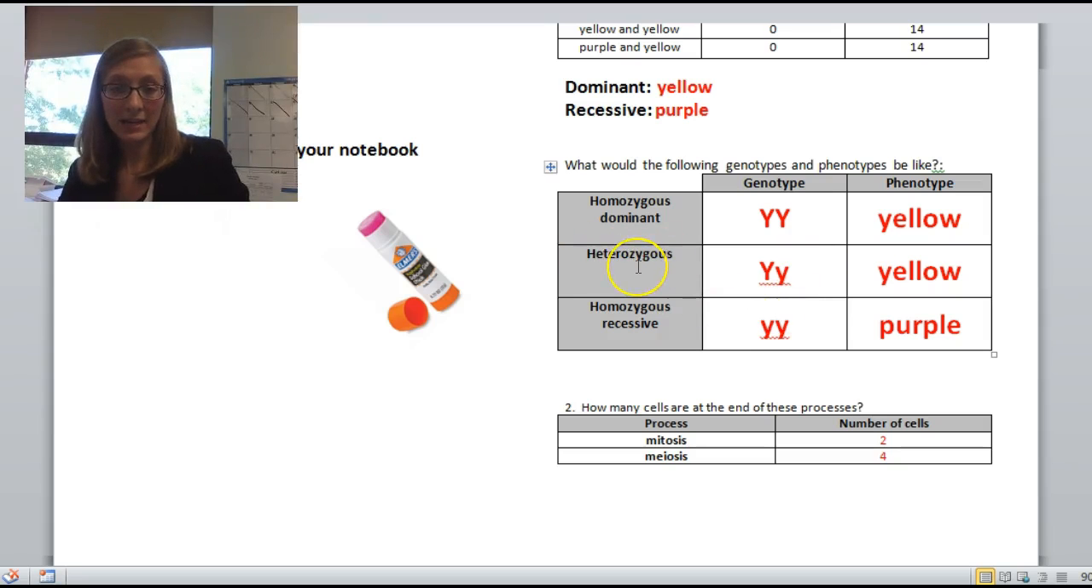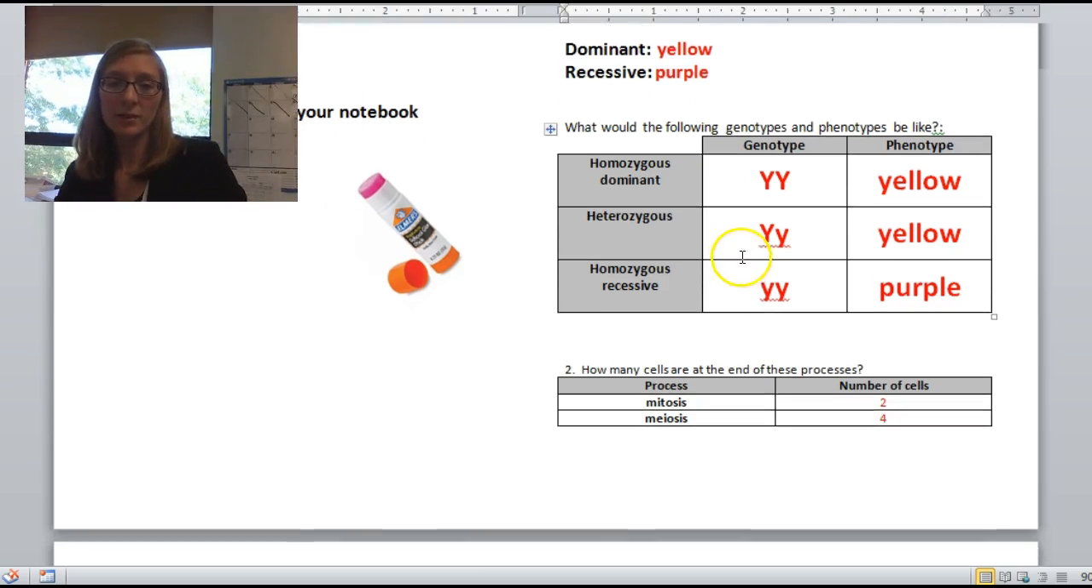Now we get to heterozygous, and heterozygous is when you have both a dominant and a recessive allele. So you have both of them. In this case, we've got our capital Y and our lowercase y, and its phenotype, which is what it looks like, is going to be yellow again, because remember, dominant is going to show up, masking that recessive allele, so we're only going to see the dominant one. All right, homozygous recessive, that's going to be the two lowercase y's, and this phenotype will be purple. And the only way that purple is going to show up and be presented is if both recessive alleles are there.